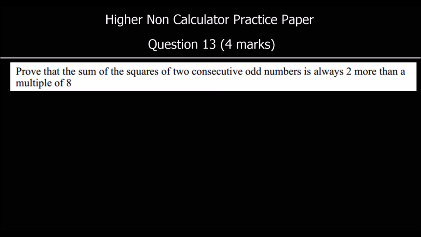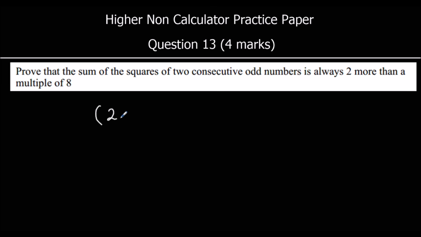Okay, one for you to try. So pause the video and try this. Prove that the sum of the squares of 2 consecutive odd numbers is always 2 more than a multiple of 8. So the sum of the squares of 2 consecutive odd numbers.